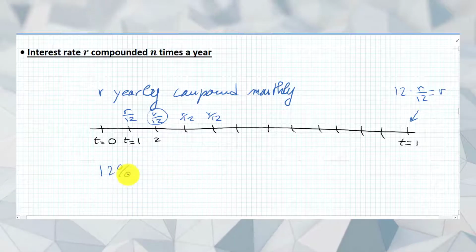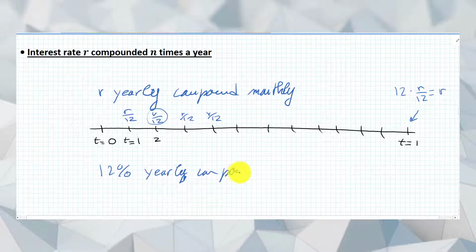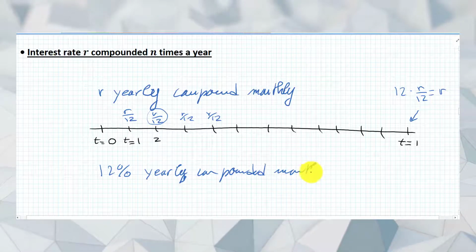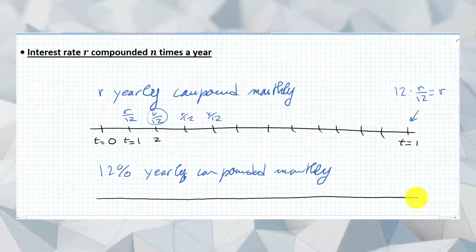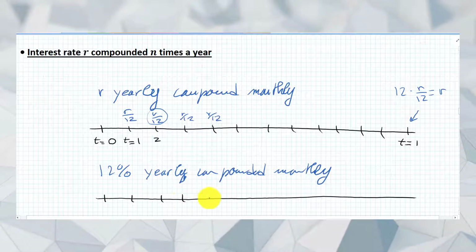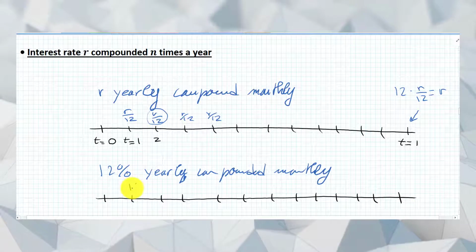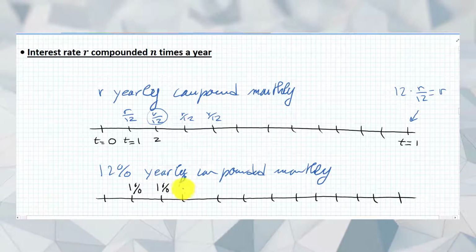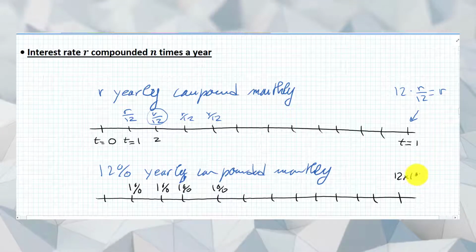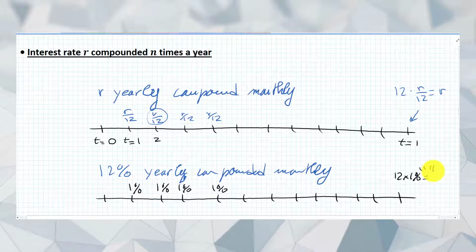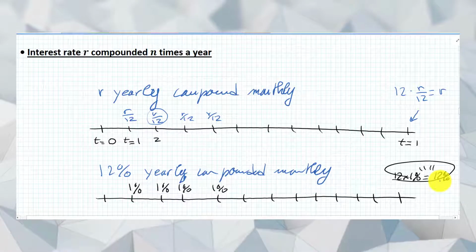Again, for example, let's say 12% yearly compounded monthly. At the end of every month, we're going to add 1% interest rate, right? So 1, 2, 3, 4, 5, 6, 7, 8, 9, 10, 11, 12. At the end of every month, I'm just going to add 1% interest rate. If I do that 12 times, it's going to be 12 times 1%, and that will be equal, it's not really an equality, to 12%. That's how we compute an interest rate compounded several times a year.